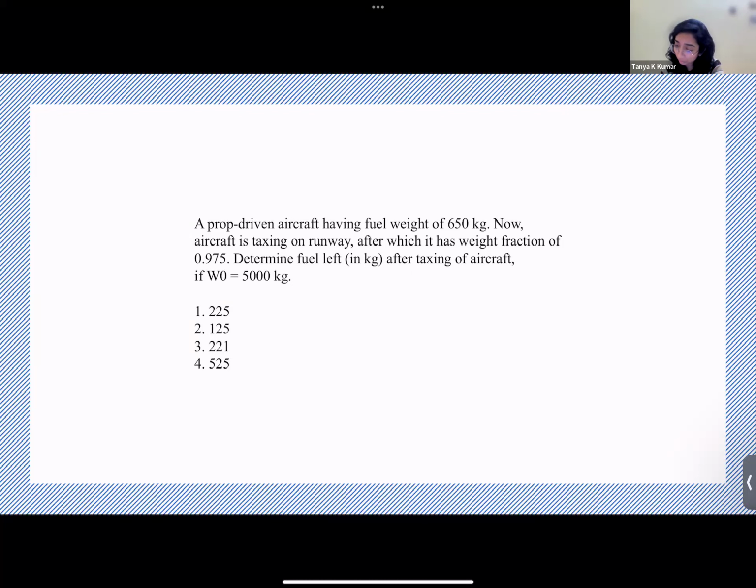Let's try doing it. So they've told you that after taxiing, the weight fraction has become 0.975. So initially it was W naught by W naught, so the initial weight fraction was 1. And after taxiing, it has consumed some fuel, and so the weight fraction now has become 0.975. So, excuse my poor handwriting, it's W naught minus weight of fuel consumed, by initial weight, is 0.975, correct? This is what it says, right?